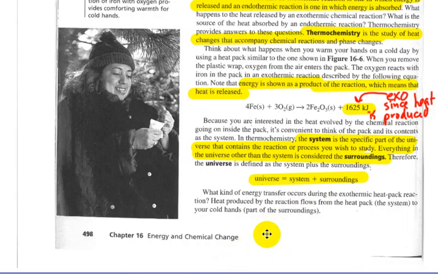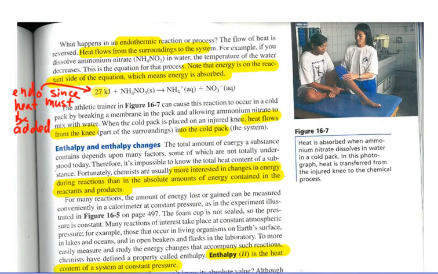They talk about a heat pack here too, very similar. It reacts with oxygen and releases heat. The system there would be the heat pack. The surroundings would be your hand. So heat goes from system to surroundings, and of course we perceive that as heat energy. Endothermic reactions, it's reversed. Heat flows from the surroundings to the system.